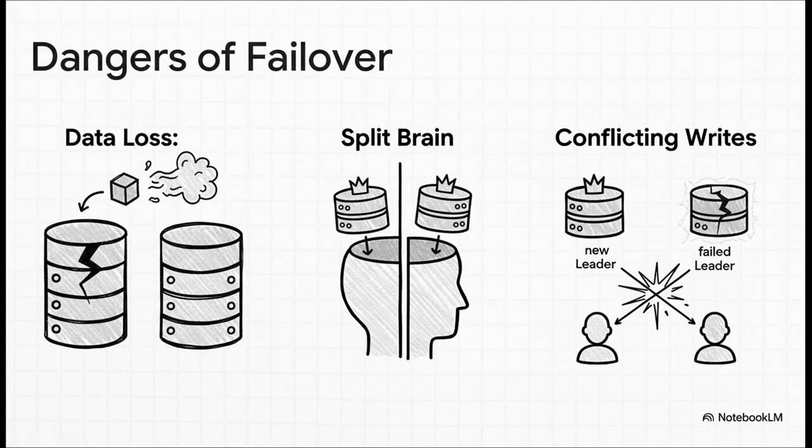See, if you're using that fast asynchronous replication, any changes the old leader was about to send, they're just gone. Poof, lost data. And what's even worse, what if the old leader suddenly comes back online? It might not even realize it got demoted. This leads to a nightmare scenario that we call split brain, where you have 2 different machines both thinking they are the leader, both accepting changes and basically just destroying your data with conflicts.